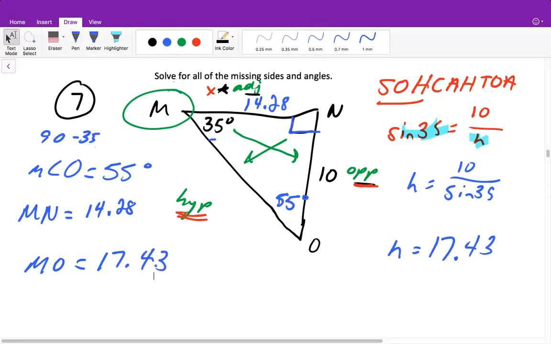So we solved for every angle and every single side that was missing. Once you did solve for this second side here, you could just use Pythagorean theorem, and rounding to the second decimal place, you should be fine for your answer for MO. But you can do it any of the ways that you want. All right, moving on to the next.